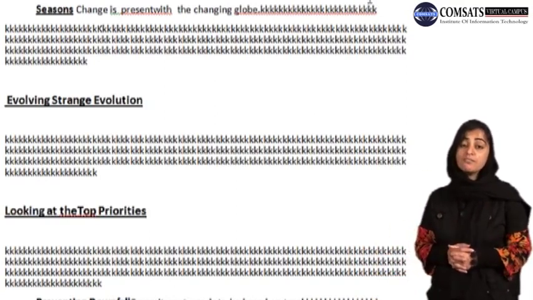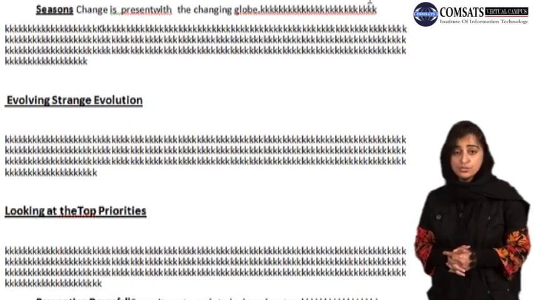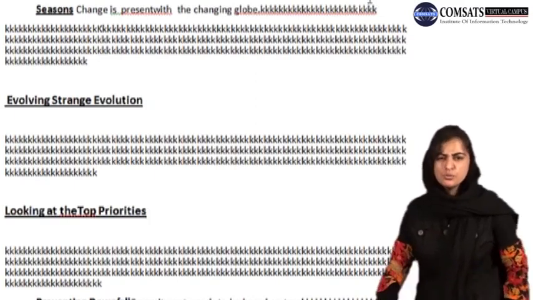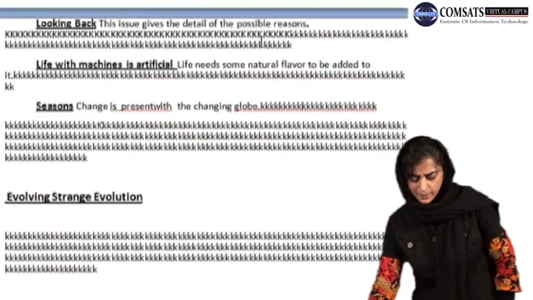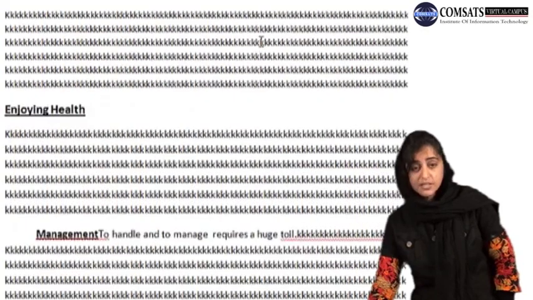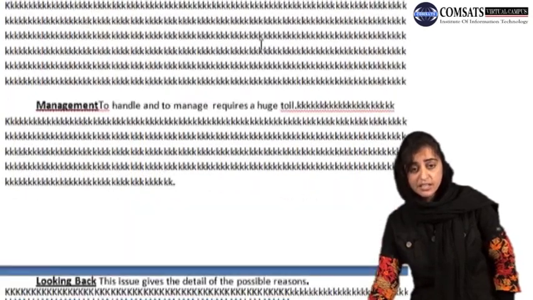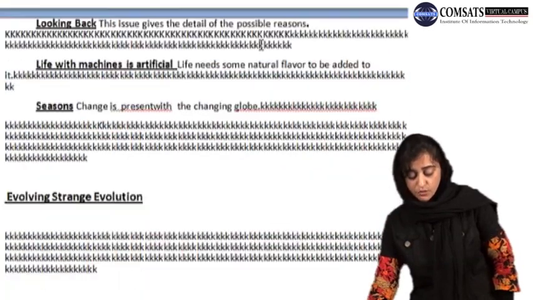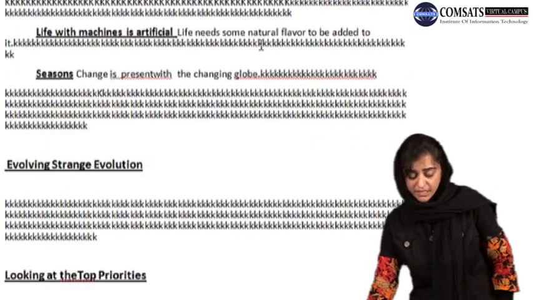Evolving, strange evolution. The word evolving, from the verb evolve with ing being used, converting it into evolving. So by rule this is the variant type of heading. Let us check, did we use the variant type first in the 3rd degree? Yes, enjoying health was variant type. Over here, evolving, strange evolution, 3rd degree, variant type.